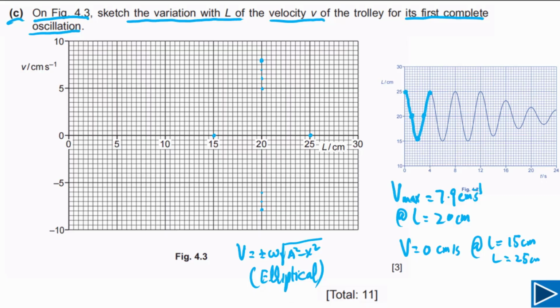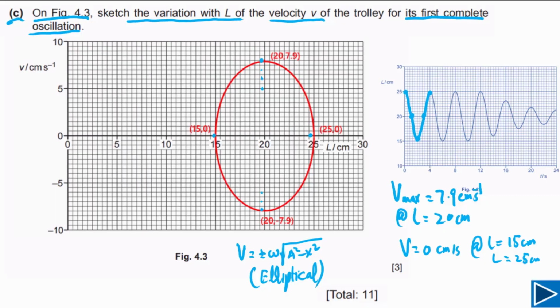Now let me show you how you can sketch this graph in a proper way. So this is how I have sketched this one, and you can see this is a proper shape of this graph. So this is how you need to sketch.